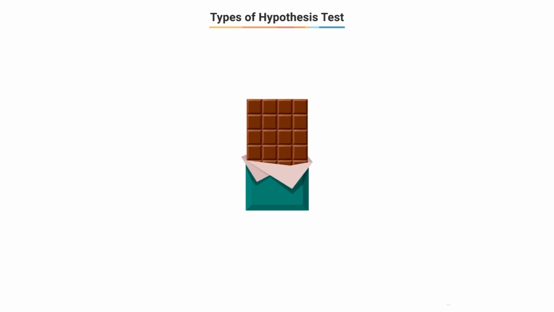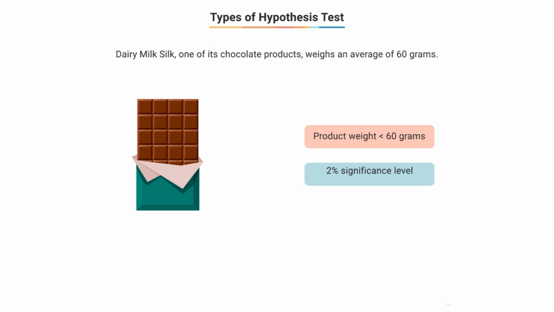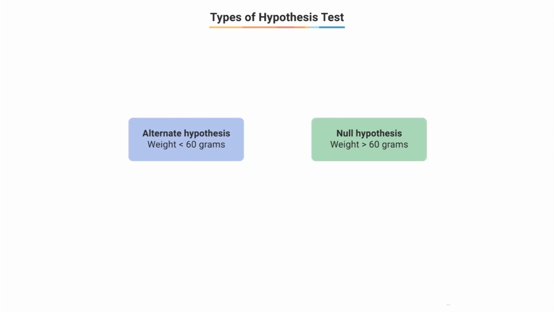Cadbury Chocolate states that the average weight of one of its chocolate products, Dairy Milk Silk, is 60 grams. As an analyst in the internal quality assurance team, you would like to test whether the weight is lesser than 60 grams or not at 2% significance level. Since you want to test whether the weight is less than 60 grams, this will be your alternate hypothesis, and the null hypothesis will become mu is greater than or equal to 60. You can say that this will be a left tail test because the alternate hypothesis contains a less than sign.